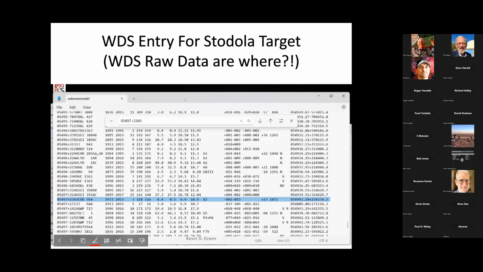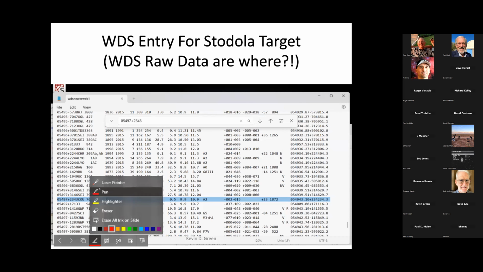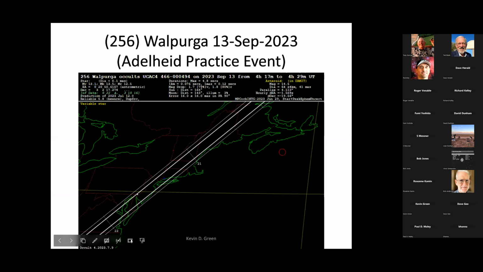And now I don't know where the raw data are for the Washington Double Star Catalog. If someone can help me out there offline, that'd be great. But here is the summary entry for that double star, and the data set ranges from 1972 to 2013. And it's not much of a data set. That number 3 that you see afterwards there is the number of observations.